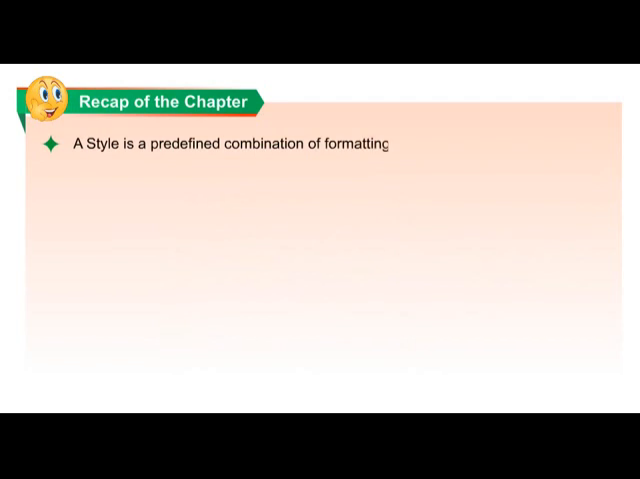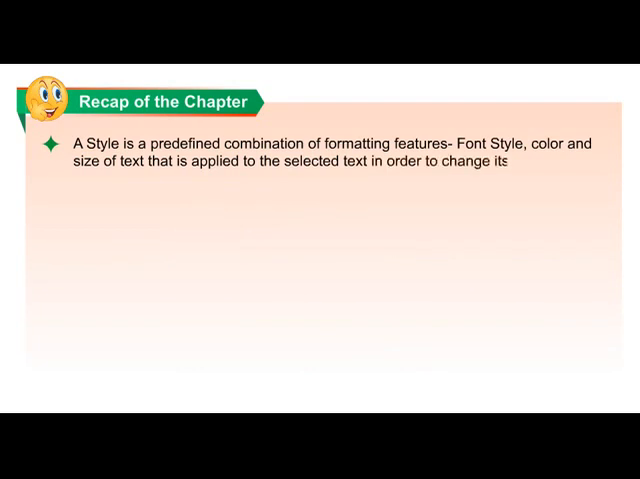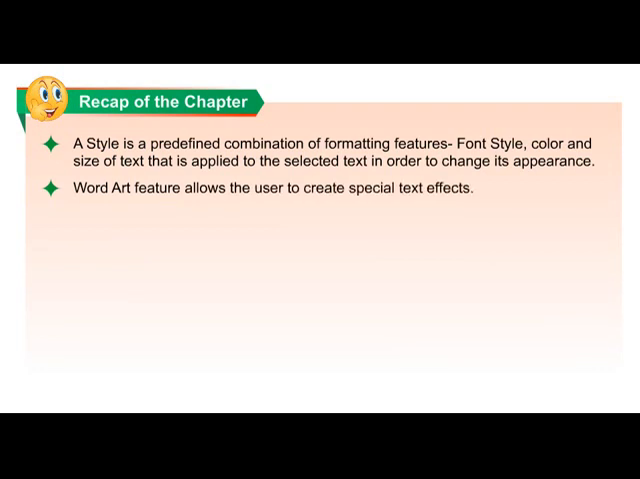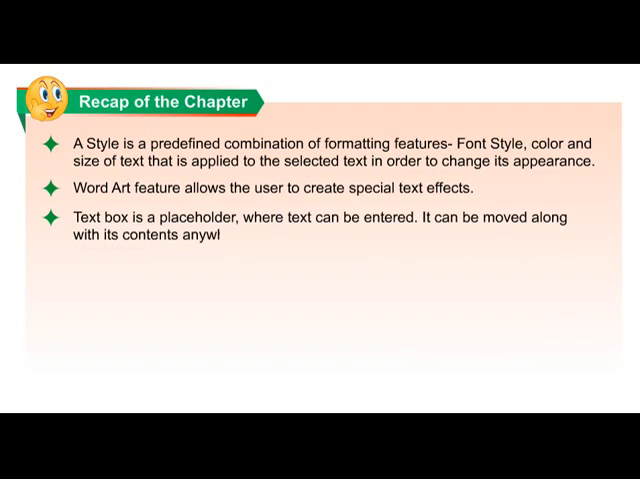Let us quickly glance through the key points discussed in this chapter. A style is a predefined combination of formatting features, font style, color, and size of text that is applied to the selected text in order to change its appearance. Word Art feature allows the user to create special text effects. Text box is a placeholder where text can be entered. It can be moved along with its contents anywhere in the document.